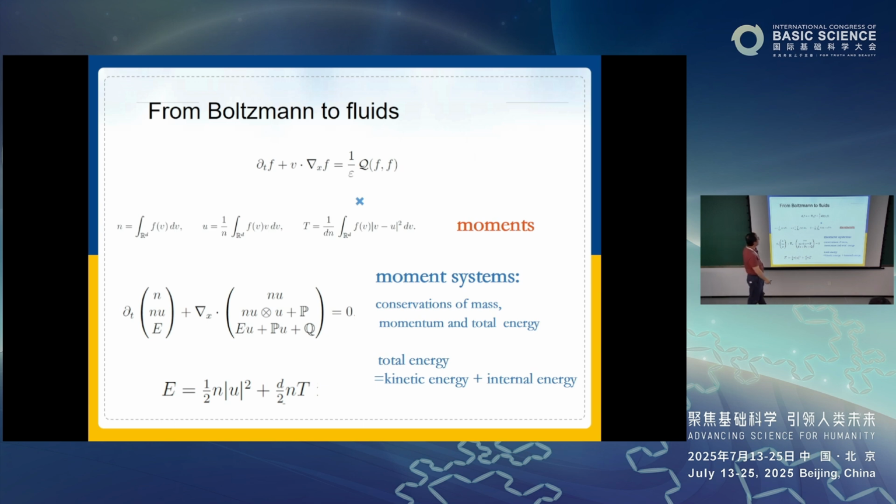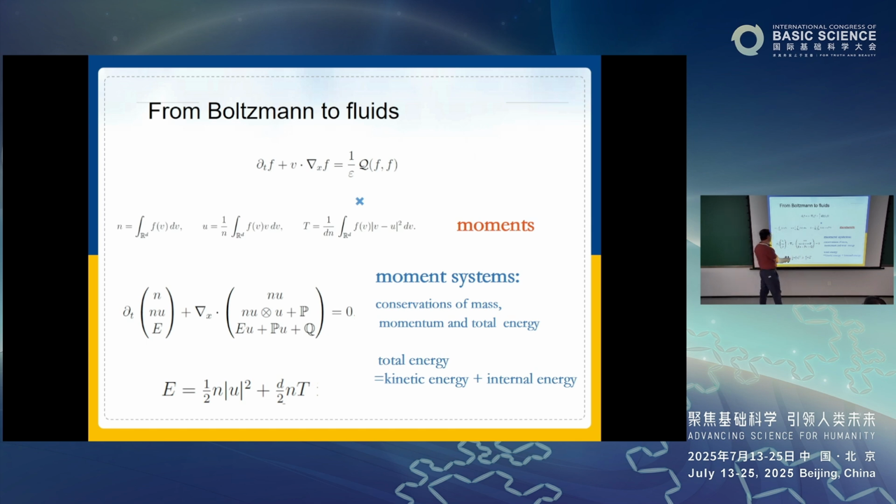And then essentially you just multiply this equation by v to some integer power and integrate, so-called taking the moments. If you multiply by v to the power 0 and integrate, you get this first equation, so-called conservation of mass. If you multiply by v and integrate, you get conservation of momentum. And multiply by one half v squared, you get conservation of total energy. Total energy has two parts: kinetic energy plus internal energy.